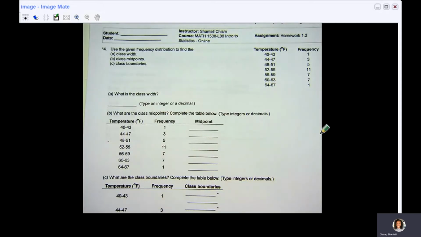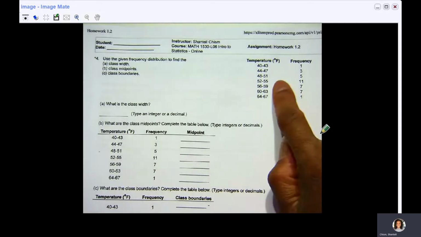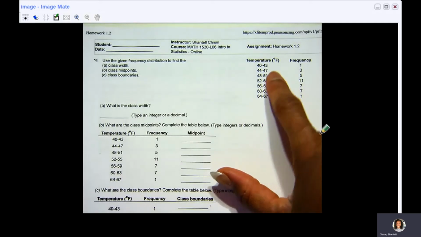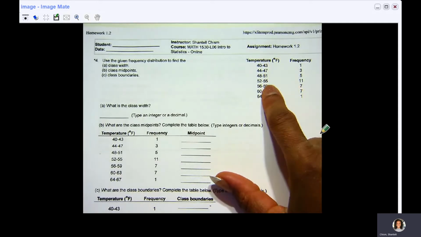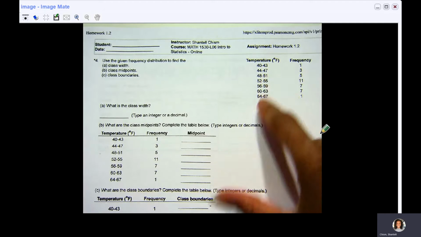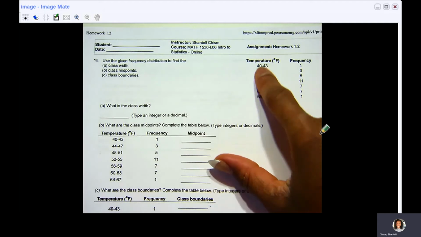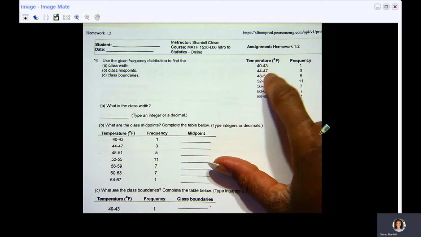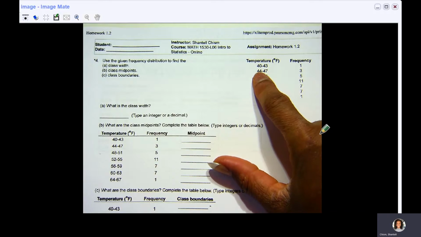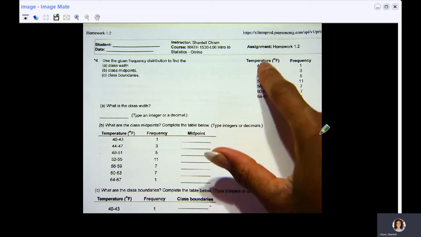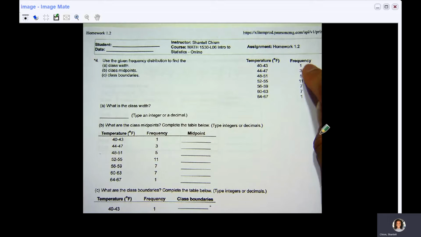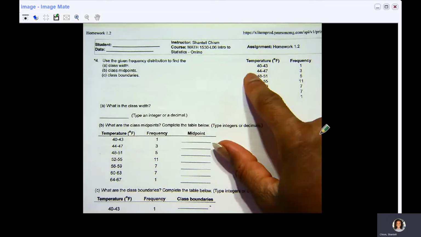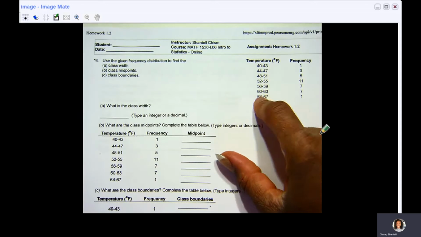Okay, so the class width. Now, here's the thing. This time on this problem, you're actually given a frequency distribution chart. The temperatures represent the classes. For example, that first class runs from 40 to 43. The second class runs from 44 to 47, and then 48 to 51. So these temperatures are the classes. The frequency is the number of data entries that belong to each class.